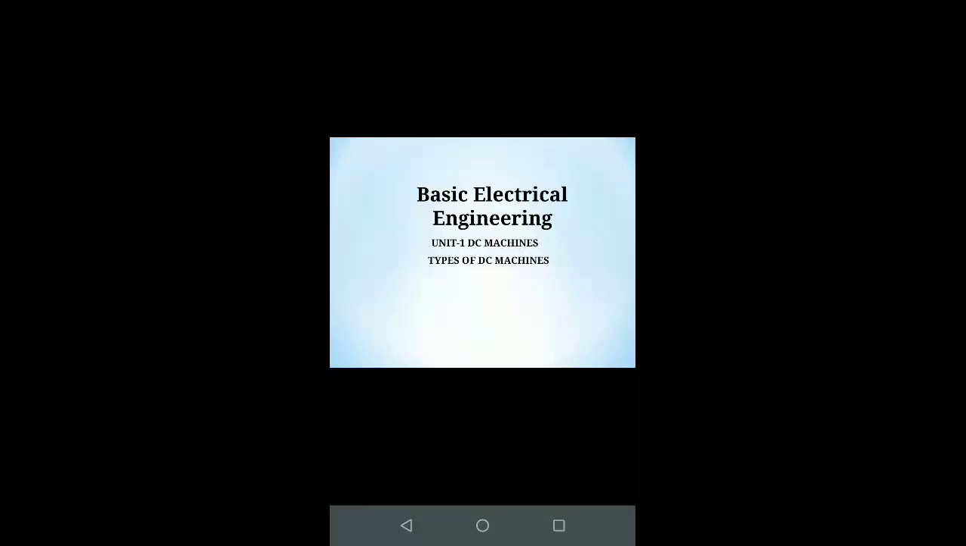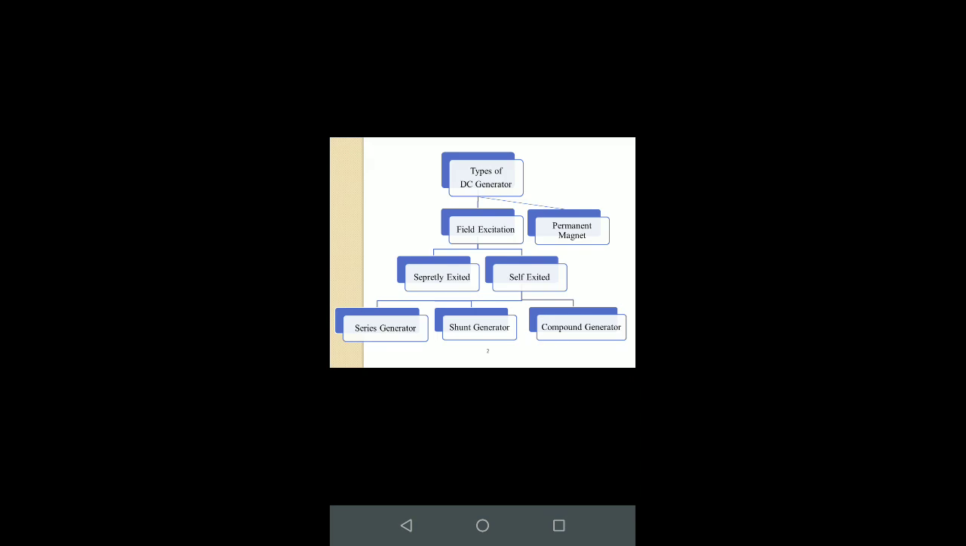Hi friends, now we are going to discuss types of DC machines. In DC machines, based on the basic principle, they are classified as DC generator as well as DC motor. In a DC generator, if we use permanent magnets, it comes under the permanent magnet type. Or if we go for electromagnets for producing the magnetic field, it comes under field excitation, nothing but the electromagnetic type. In the electromagnetic type of field excitation, it is again classified as separately excited and self excited.